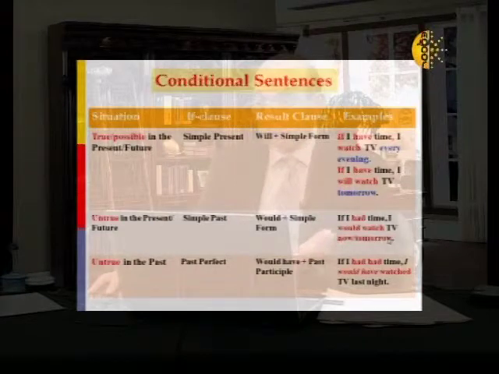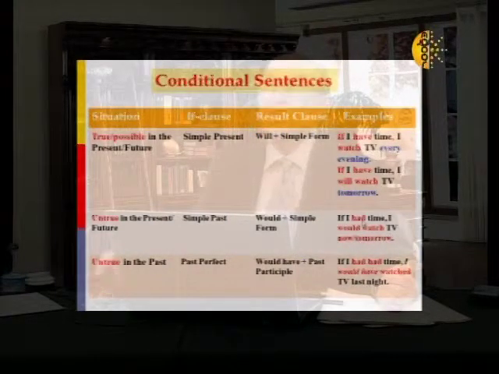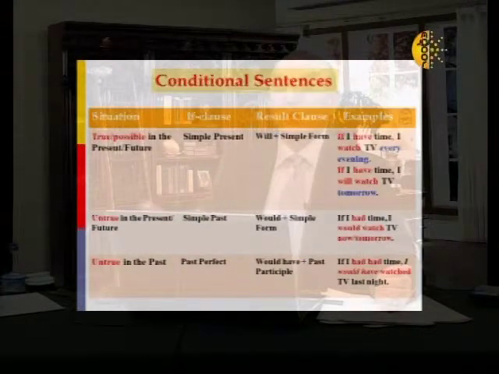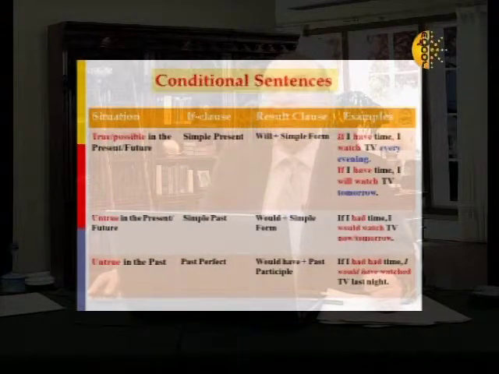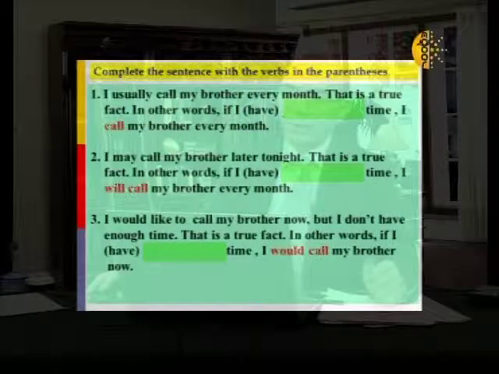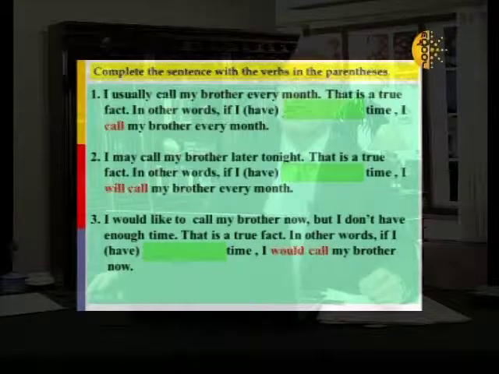And you know that I don't have time right now because I'm presenting this to you. So I use past tense for now. I know it doesn't make sense to use past tense for now, but that's how English works. For the past, use past perfect. If I had had time, I would have watched TV last night. But I didn't have time, and I didn't watch TV. Now let's practice this. So first, sentence number 1, here is the situation.